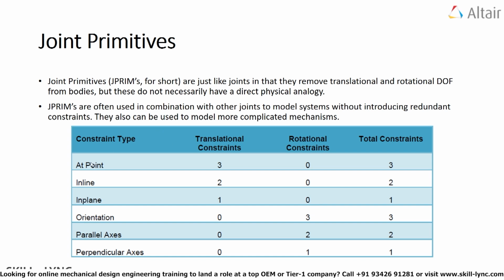They are at point, which is used to constrain 3 translational degrees of freedom, the inline constraint or the inline joint, which is used to constrain 2 translational degrees of freedom, the in-plane JPrim, which is used to constrain 1 translational degree of freedom, and the orientation, parallel axis and perpendicular axis constraints are used to constrain 3, 2 and 1 rotational degrees of freedom respectively.